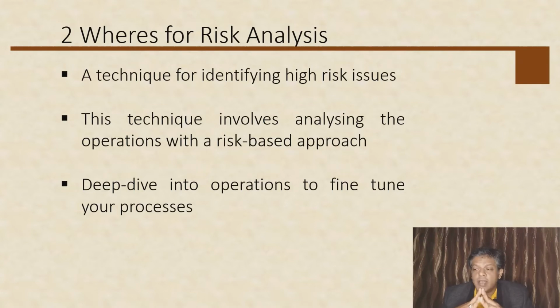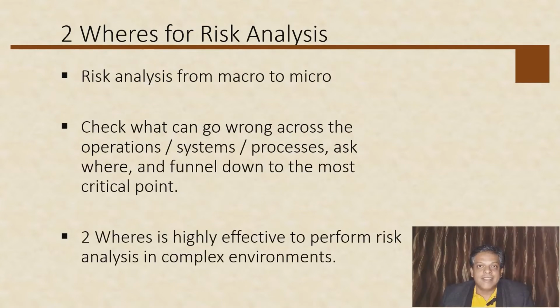This technique involves analyzing the operations with a risk-based approach, and it helps you to do a deep dive into operations to fine-tune your processes. If you recall in the last video where I covered the 3 vents technique, it was from a high-level overview talking about systems. Now the two-wares technique is all about processes. This technique allows you to conduct thorough risk analysis from the macro to the micro, that is from the high level to the lowest possible level in your overall operations.